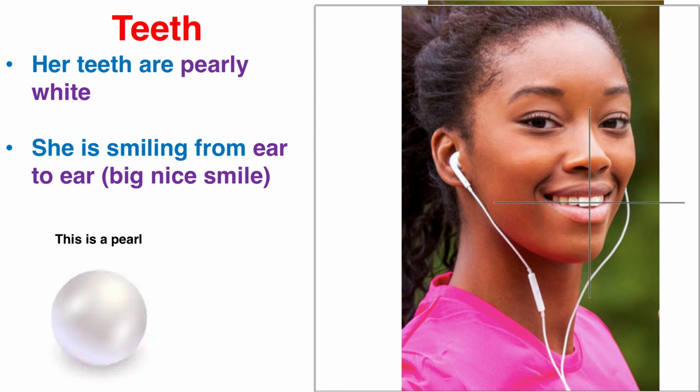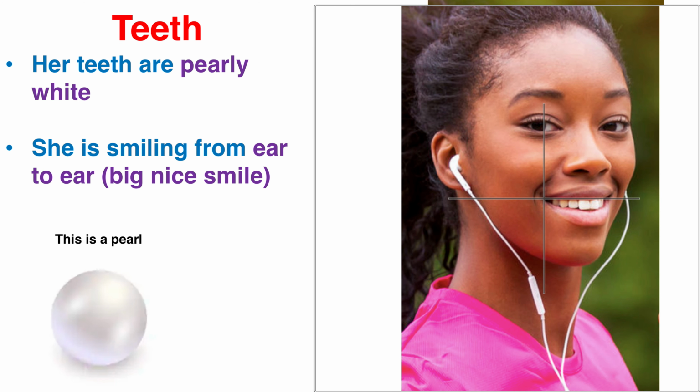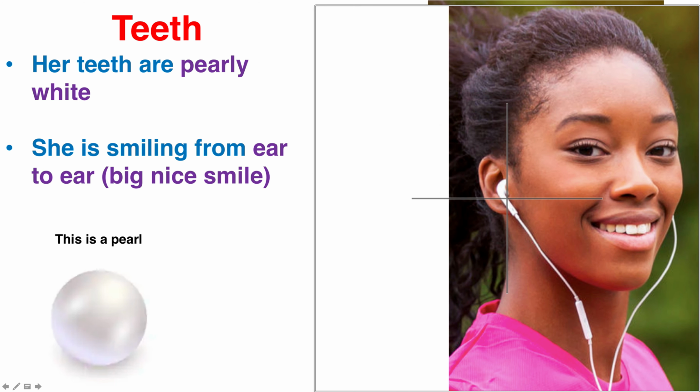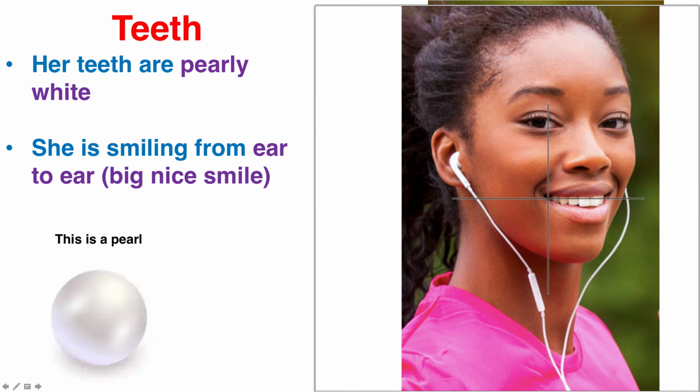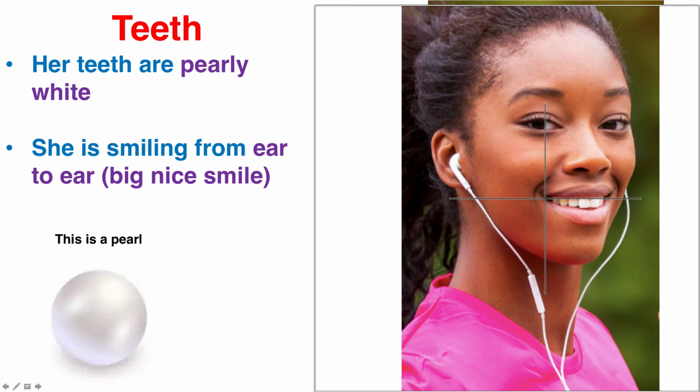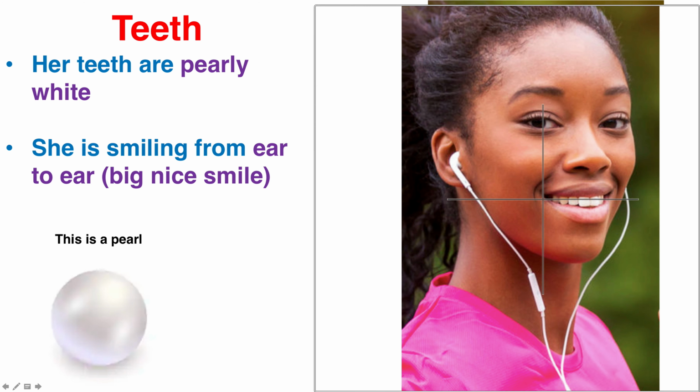She's also smiling from ear to ear, and that just means a nice big smile. So this expression would mean like her smile goes all the way back to her ears, right? Obviously, that's impossible, but an expression is she's smiling from ear to ear. She's giving us a nice big smile.